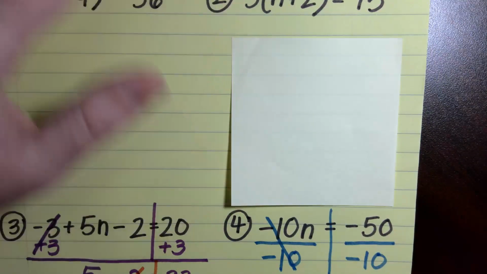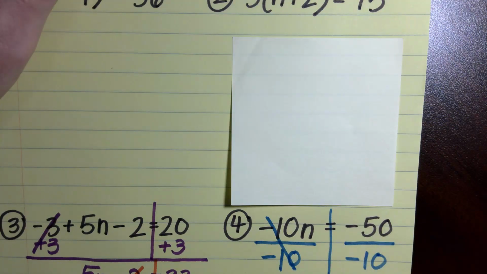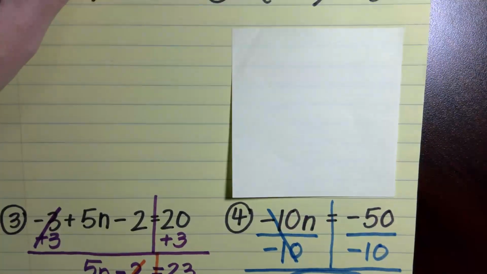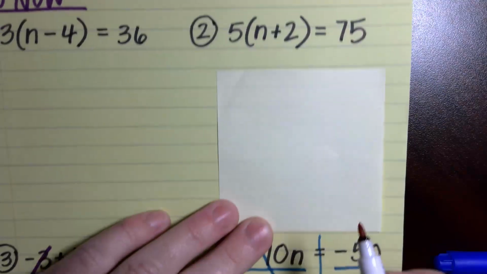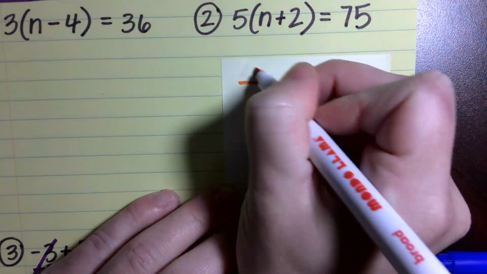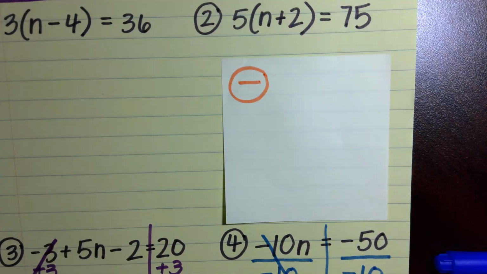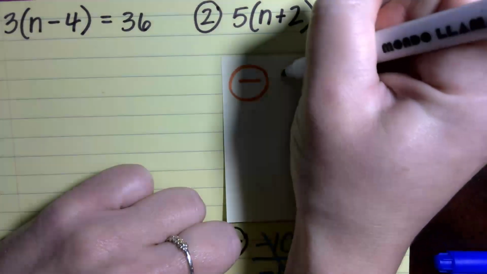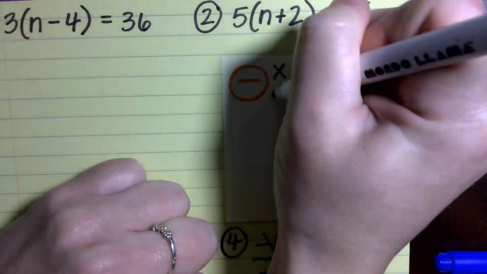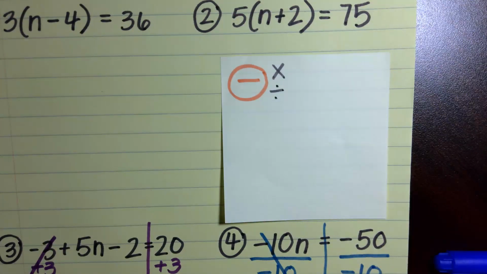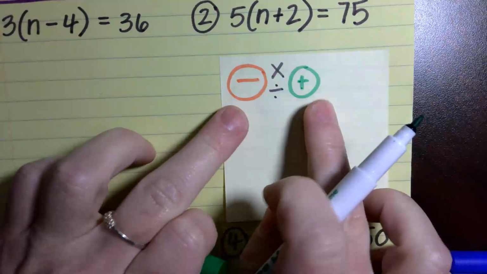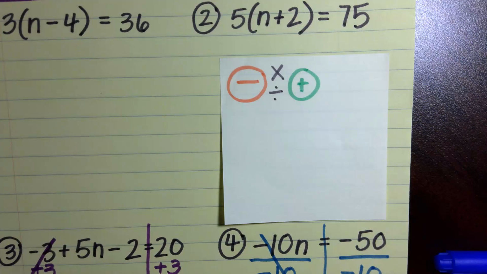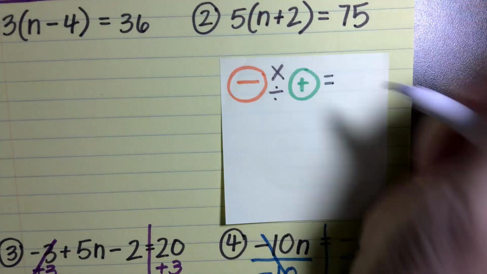Okay, do we want to review some of those negative rules real quick? We can do a quick little recap. Okay, so let's talk about negatives in multiplication and division. They have the same rules. So if I have a negative number and I either multiply it by or divide it by a positive number, so I have different signs here. What is the sign of my answer going to be? Positive or negative?